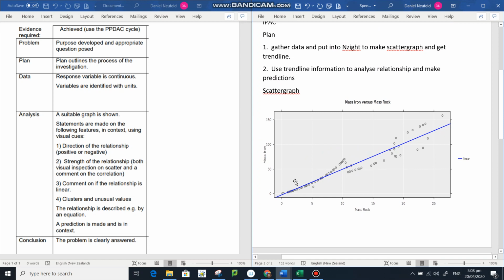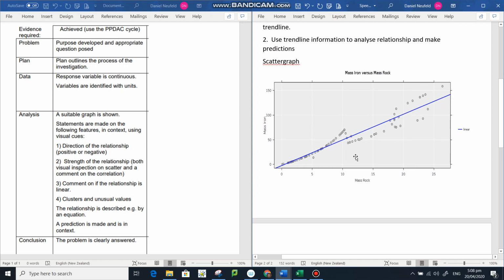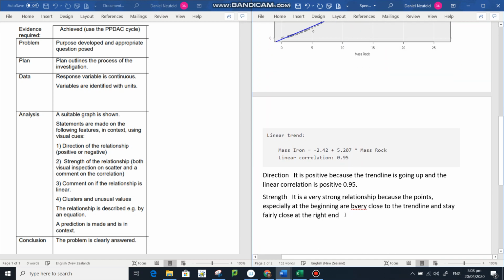Okay, which is pretty much the case. Really close, and then they still stay fairly close. Okay, now we know the number. We'll throw in the number. Linear correlation is 0.95, and again from 0.9 on, it's considered to be very strong. Okay. Next, look at the comment on it.